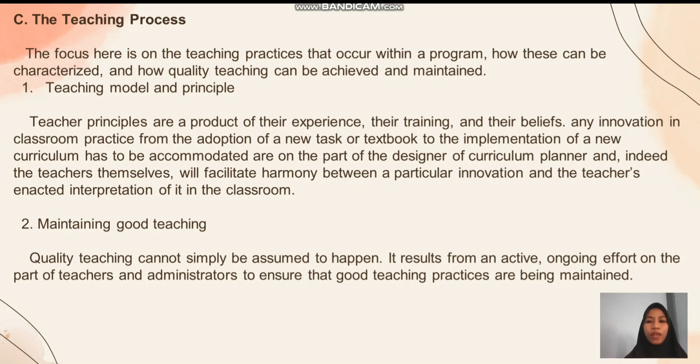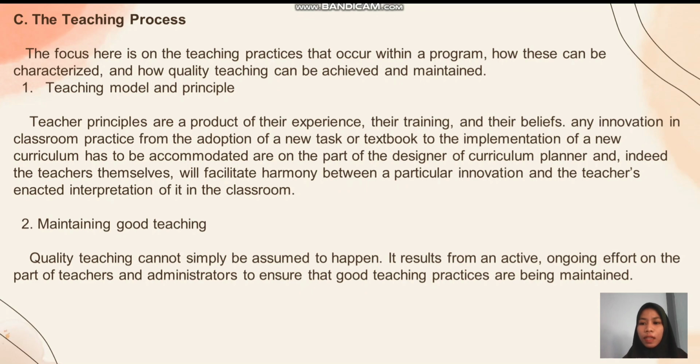the adoption of a new text or textbook to the implementation of a new curriculum, has to be accommodated on the part of the designer of curriculum, planner, and indeed the teacher themselves, will facilitate harmony between a particular innovation and the teacher's enacted interpretation of it in the classroom.